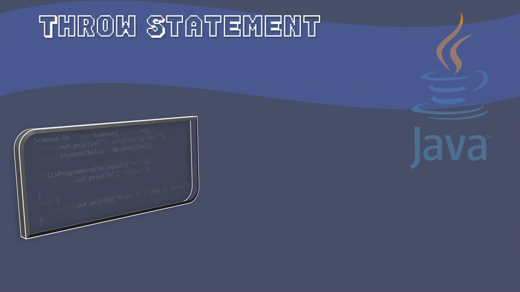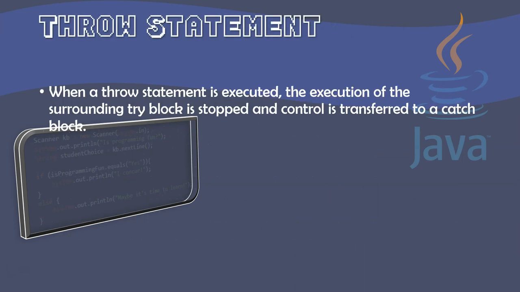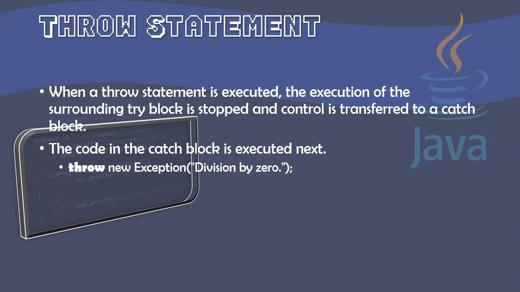So the throw statement is one chunk of code that is going to be very powerful here, because when it's executed, the executing of the surrounding try block is stopped. Much as when we saw it before, it's like, oh, we had an exception. We stop whatever we're doing in our try block, and then we go to the catch block. So it's not anything that we haven't seen before. It's like now we have a line of code that will trigger that for us. And the code in the catch block is then, of course, executed.